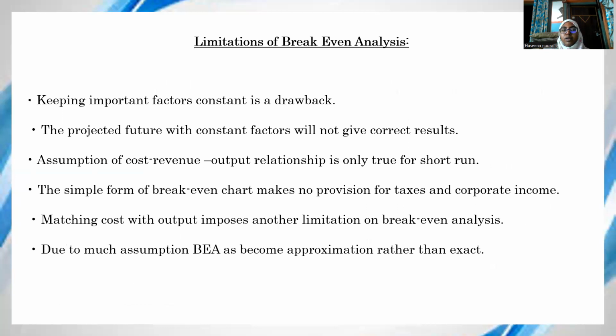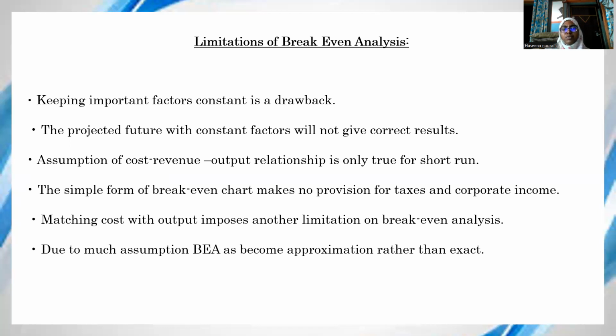Now let us understand a few limitations of break-even analysis. Keeping important factors constant is a drawback. For example, the profit factor. If the profit has increased a year back, it creates a demand in the present year to exceed that profit margin in comparison with the last year's profit margin. So, if the company has earned 2 lakh rupees last year as profit, this year it has to earn more than 2 lakh. That is the drawback of keeping factors constant in break-even analysis.